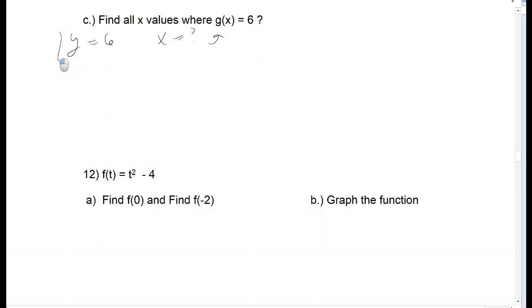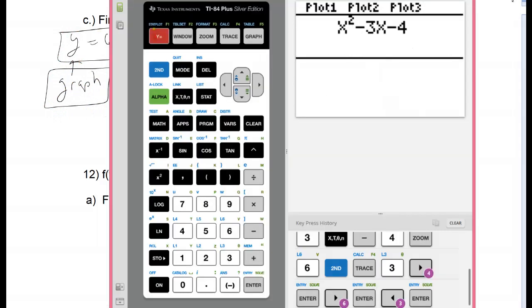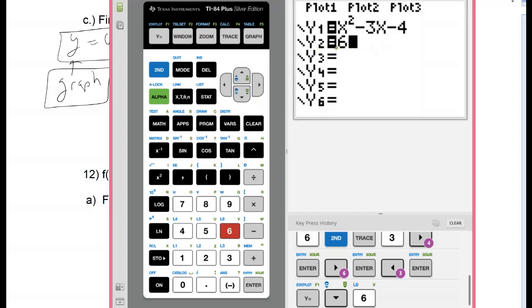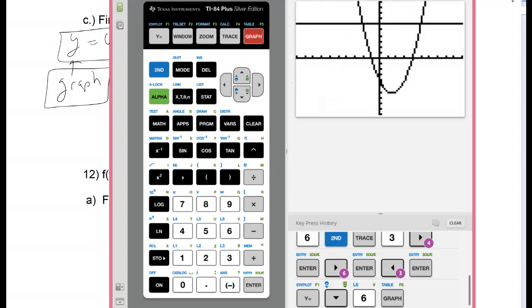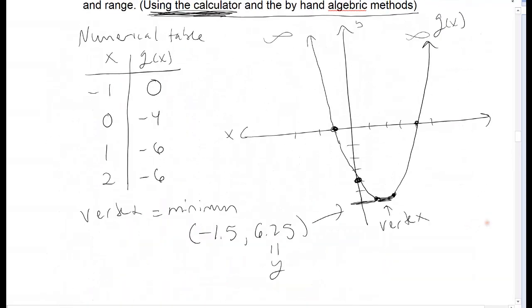Which means I'm going to graph my y value. So I'm going to go back to my calculator. I'm going to hit graph, some y equals, and then I'm going to leave my parabola, x squared minus 3x minus 4 there. And underneath it, in a new y2, I'm going to plug in my y value 6. So y equals 6. Hit graph, and there's my line, y equals 6. So it goes and graphs.